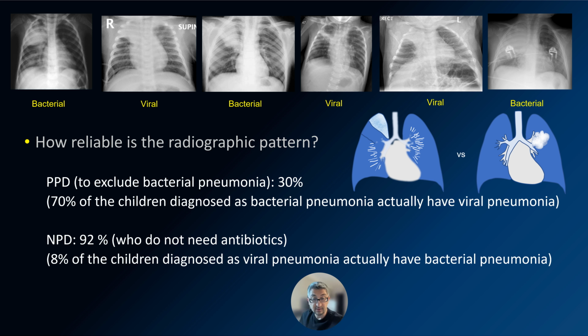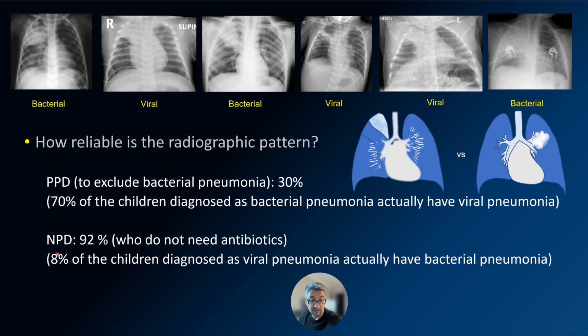So how reliable is the radiographic pattern? Because this is the most common indication in the ER. So let me give you examples of a bacterial infection with airspace opacity, viral infection, bacterial infection, viral infection, viral infection, and bacterial infection. So the positive predictive value for bacterial pneumonia is 30%, which means 70% of children diagnosed as bacterial pneumonia actually have viral pneumonia.